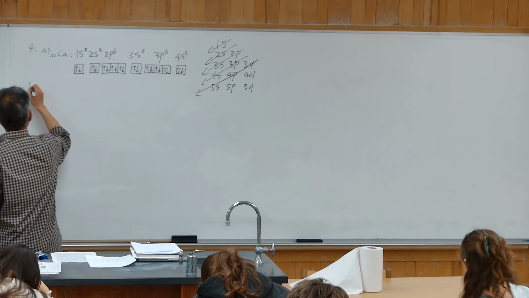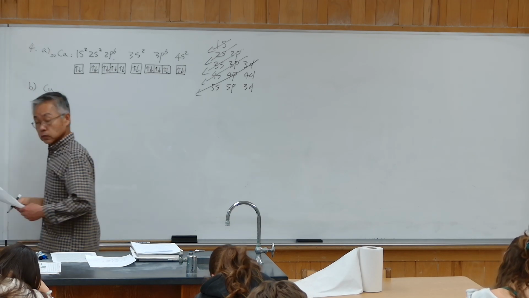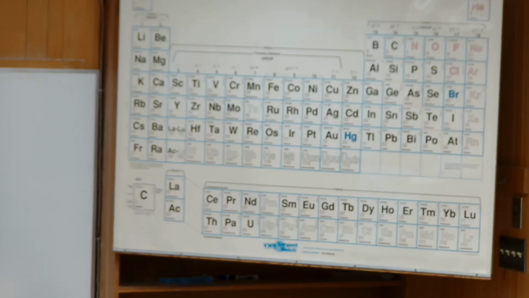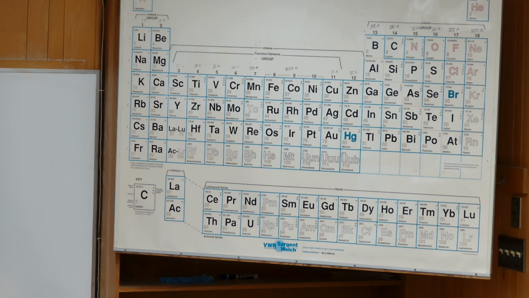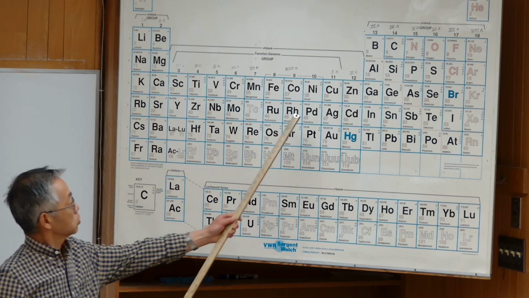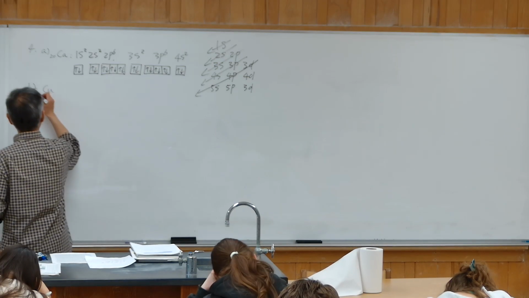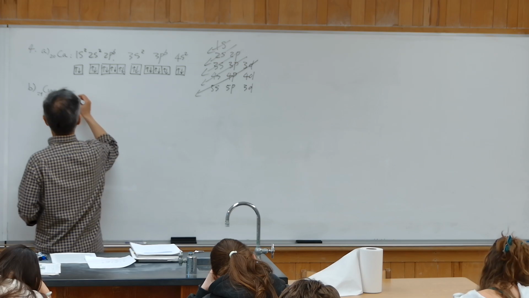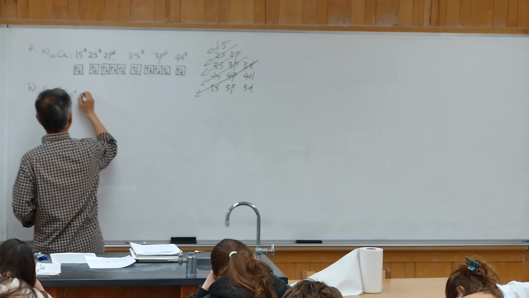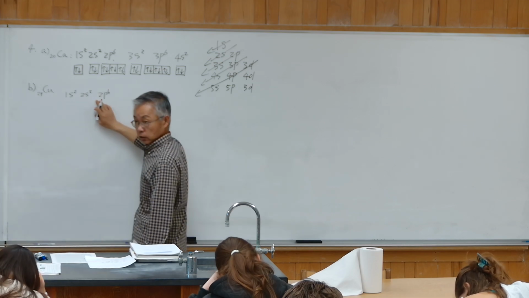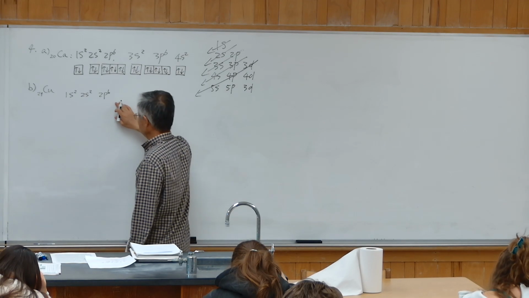Okay. So B, copper. With the help of the periodic table, how many electrons for copper? Copper is here. 29 electrons, right? So 29 electrons. Then we can write the electron configuration according to this chart. So 1s2, 2s2, 2p6. We need to leave some space because 2p has 3 orbitals.